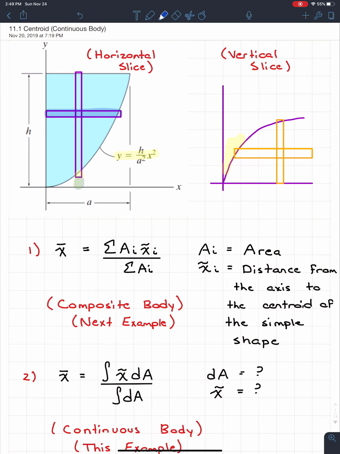So that was a lot, but it concludes centroids for continuous bodies. Next time we're going to talk about centroids for composite shapes, and those are a lot easier, trust me. This is going to be the hardest part if you hate integration. The next part is really, really simple.